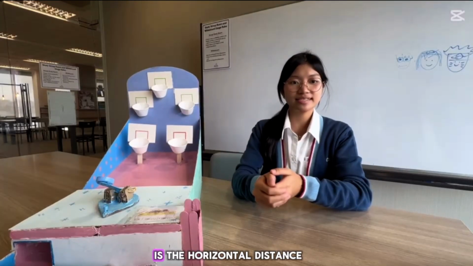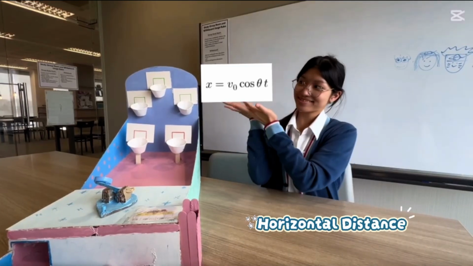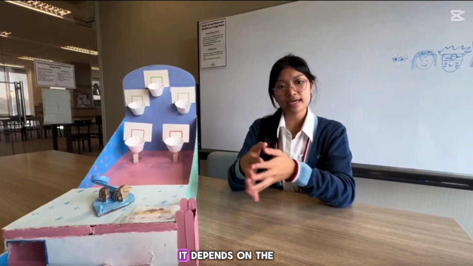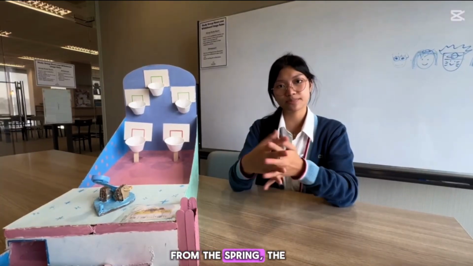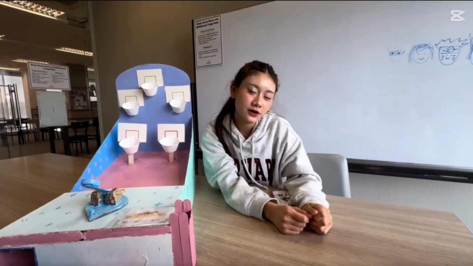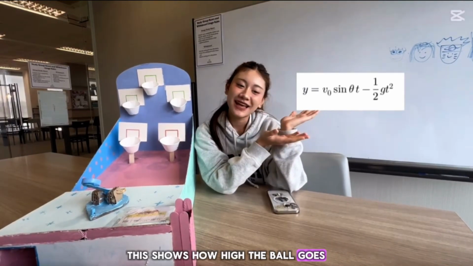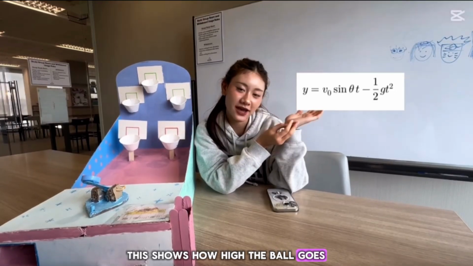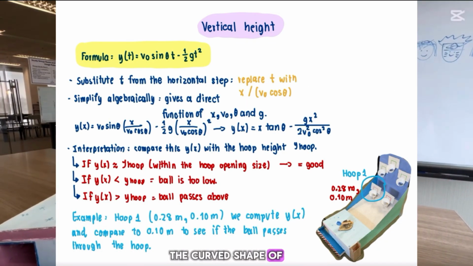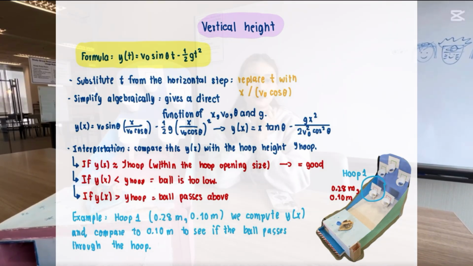So the first formula is the horizontal distance. This tells us how far the ball travels left or right, and it depends on the initial speed from the spring, the launch angle, and the time the ball is in the air. The second formula is the vertical height at any time. This shows how high the ball goes in the air. Gravity pulls the ball down. This equation describes the curved shape of the ball's path.